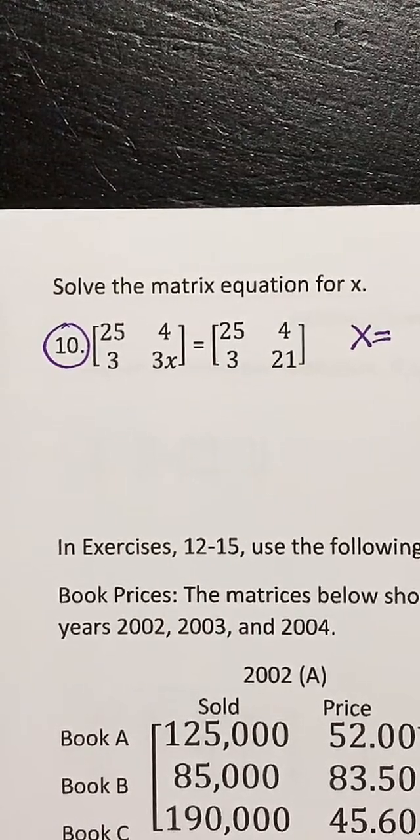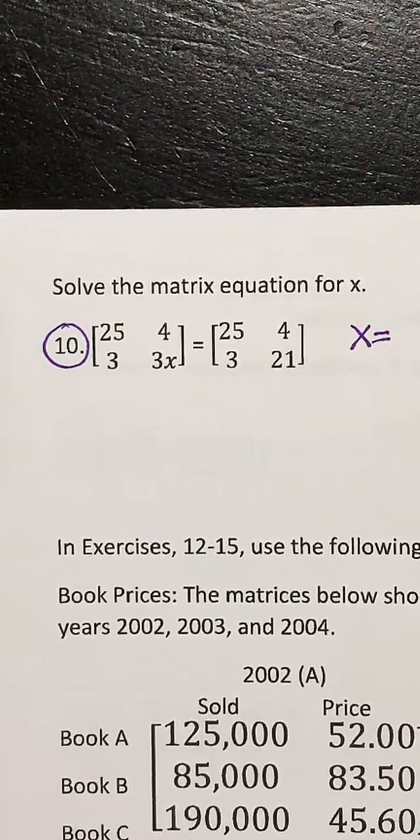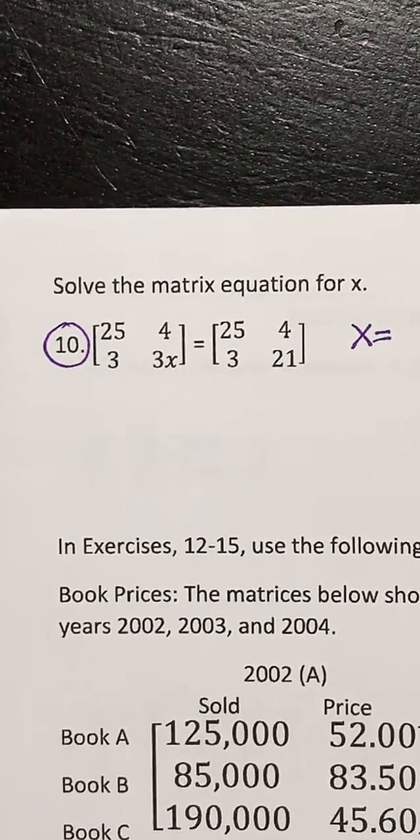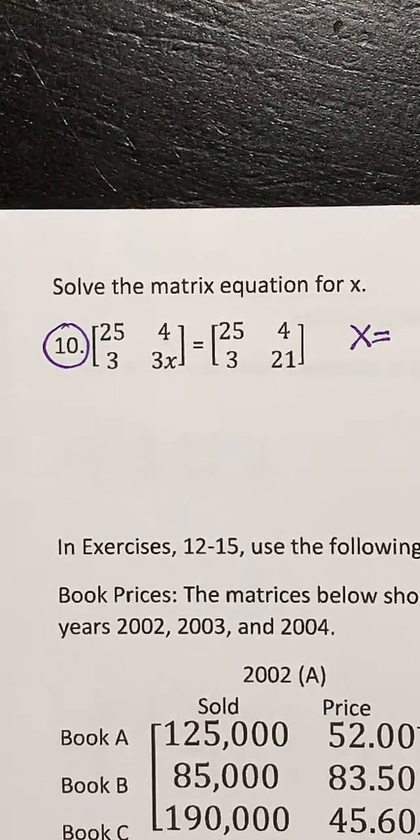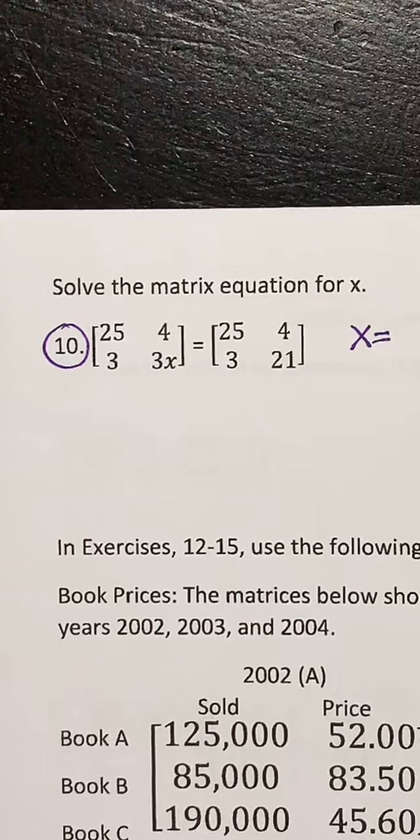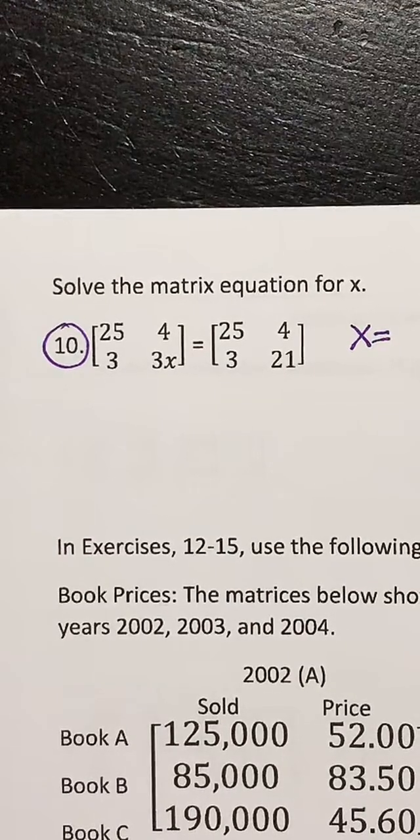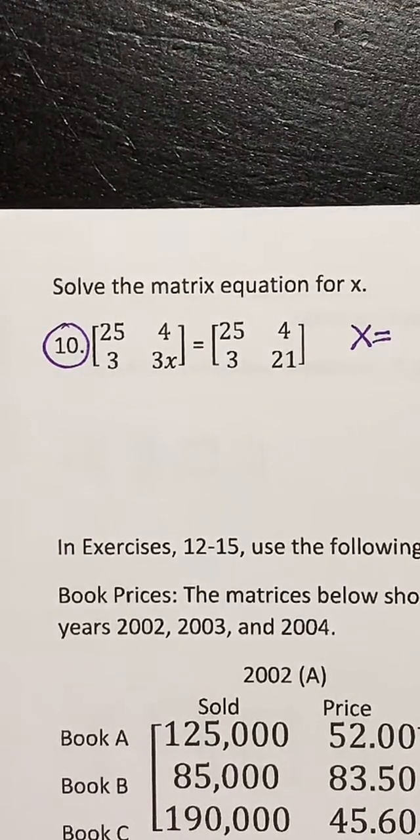All right. What does this mean? So we got matrices. We want to see what my x value is. So Riley is saying x equals 7. Do we agree? Do we agree that the x is 7?